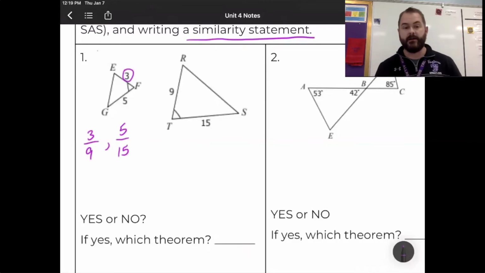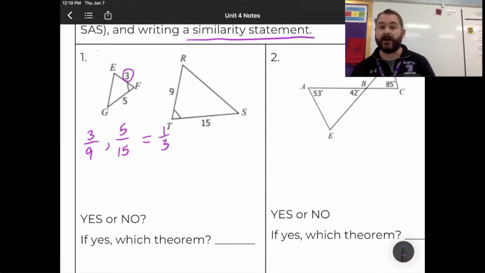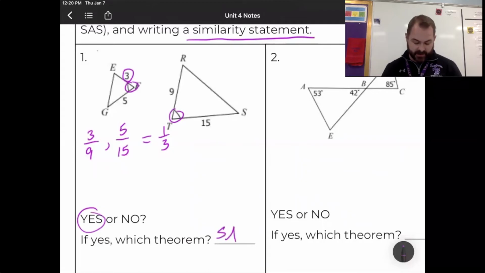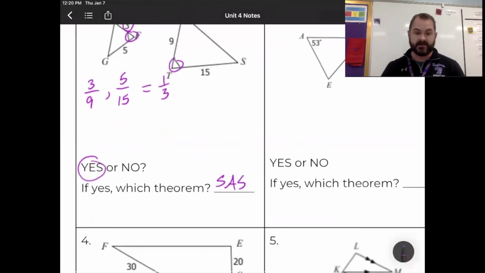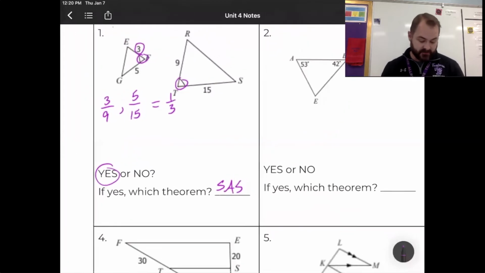Well, 3/9 and 5/15 can both reduce to the fraction 1/3. 3/9, divide both by 3, you get 1/3. 5/15, divide both by 5, and you get 1/3. So the sides are proportional, and we have marked angles that are congruent, that are the included angles. So yes, these are similar by side angle side, but I'm going to write the similarity statement using the appropriate order of letters. So the first triangle I'm going to call triangle EFG.